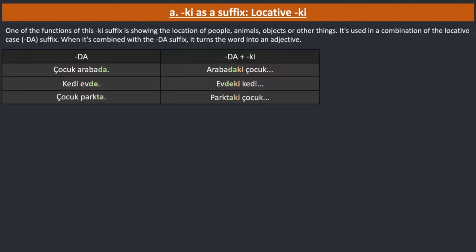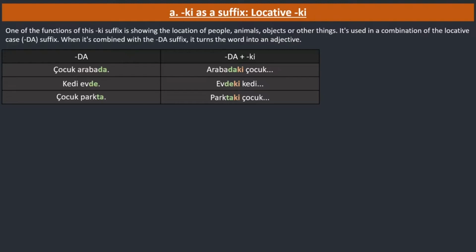And last example, parktaki çocuk. Çocuk parkta, and then parktaki çocuk. So the kid or the child who is at the park. Parktaki çocuk. So question, if someone asks which kid is yours, can you simply answer arabadaki çocuk, or do you have to say is mine? You can simply say arabadaki çocuk, and even more, you can shorten it to just arabadaki.